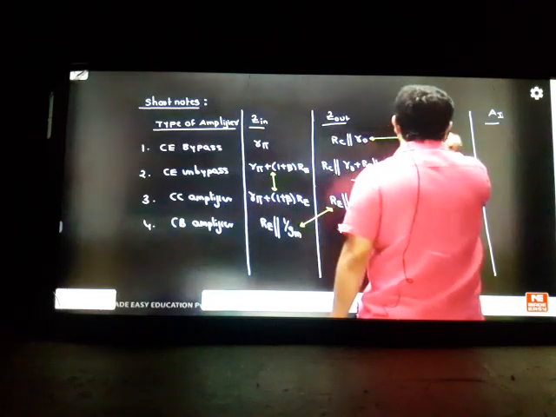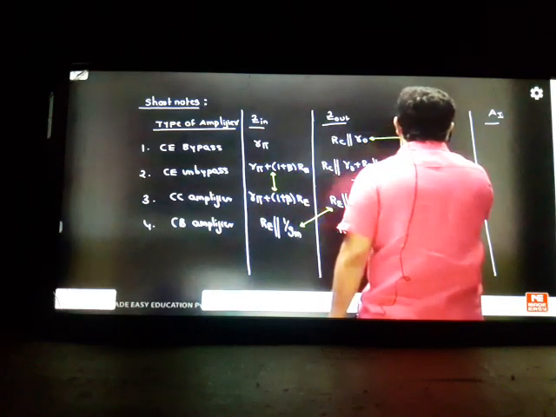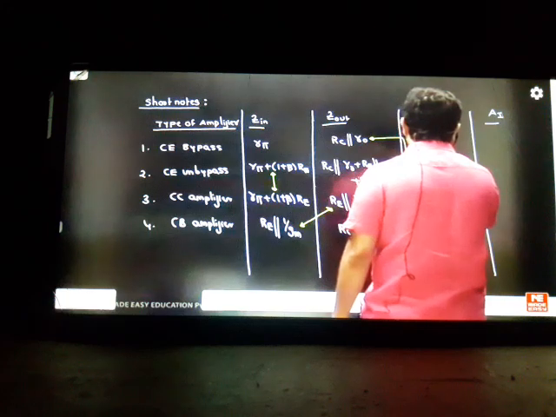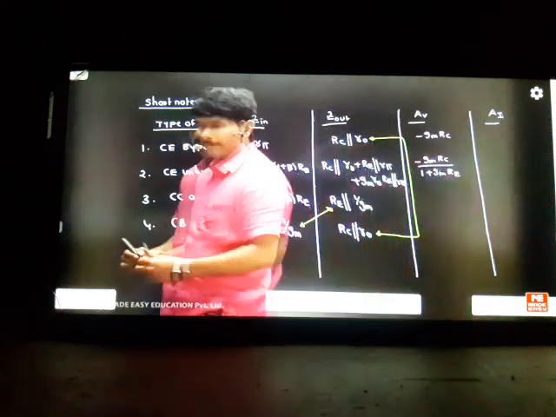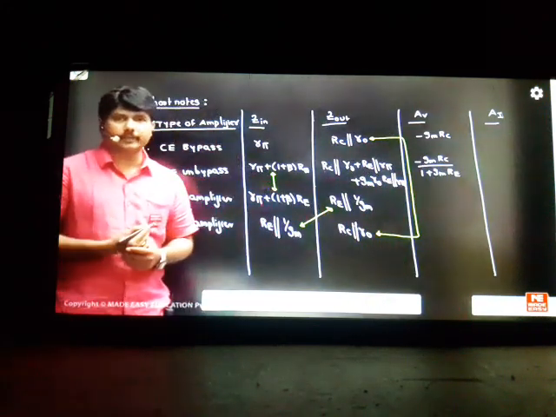The gain formulas are very easy. It is minus Gm into RC you can take. This answer is minus Gm into RC by 1 plus Gm into Re. So whenever you have unbypass, you will have a factor in the denominator, 1 plus Gm into Re. If it's a bypass, we don't have it. If it's unbypass, we have it.